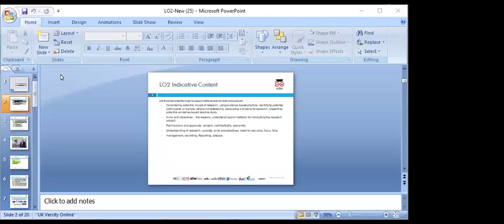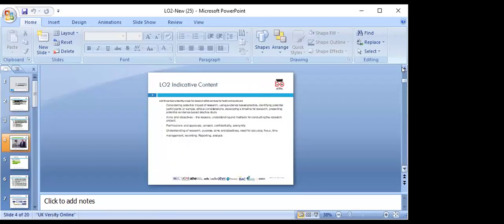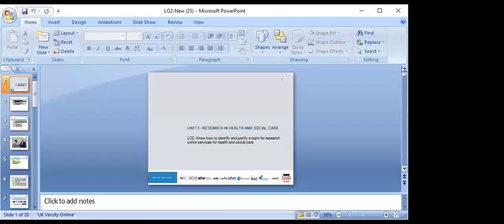Good. So, Miracle, we've had LO1 and today we're looking into LO2. Okay. Yes, and research in health and social care.